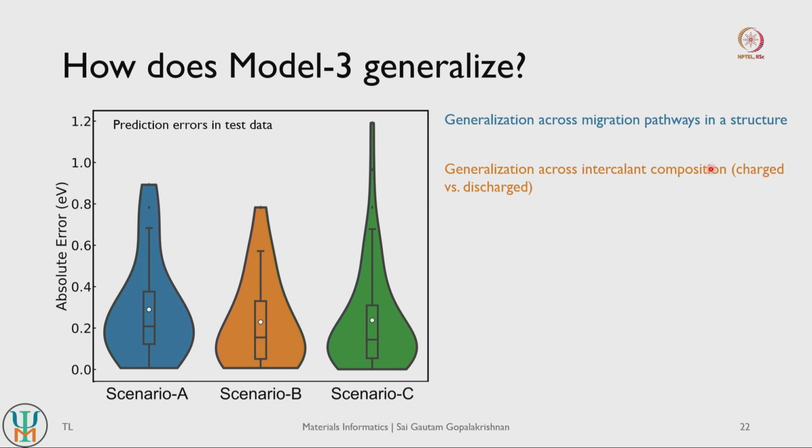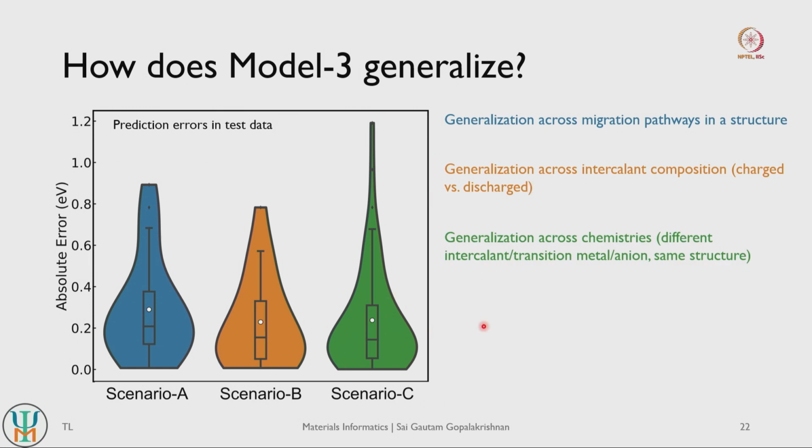So we examine generalization across composition. What we end up doing is we take some compositions, let's say the charged compositions, and show that to the model during training, and then we ask the model to make predictions on the corresponding discharged composition, or vice versa. We show the model the discharged composition and ask it to make predictions on the charged composition. This tells us how well the model can generalize across different compositions within the same structure.